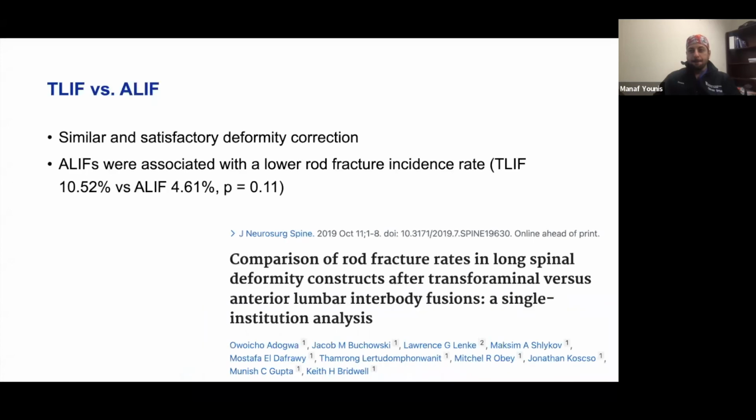In a study of a total of 198 patients, TLIF performed in 133 and ALIF in 65 patients who underwent long segment fusion to the sacrum with iliac fixation for adult degenerative scoliosis. Although both ALIF and TLIF procedures at the caudal level of long spinal deformity constructs achieved similar and satisfactory deformity correction, ALIFs were associated with a lower rod fracture incidence rate than TLIF.